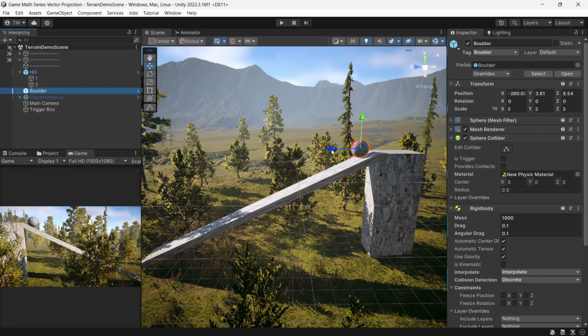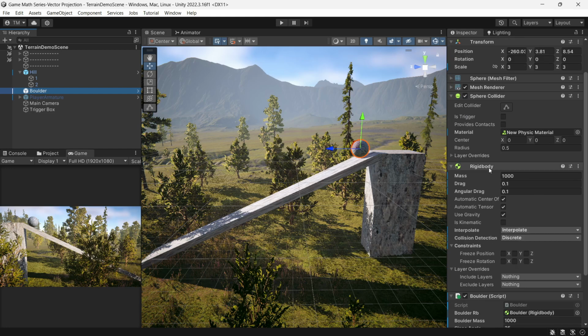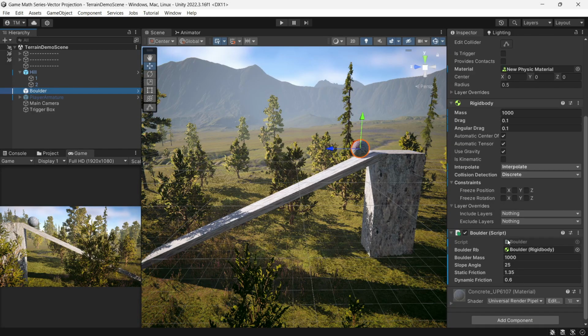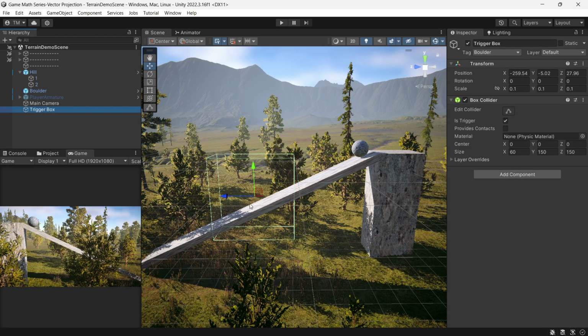The boulder is also pointing forward, which is its direction of motion. For the rigid body setup, it's straightforward. I've set the mass to 1,000 kilograms, just like in the theory part, and added a bit of both linear and angular drag. Finally, we have the boulder script, which we'll look at in a moment. But first, let's examine the trigger box that will determine when to apply the required force to stop the boulder from rolling down the hill.